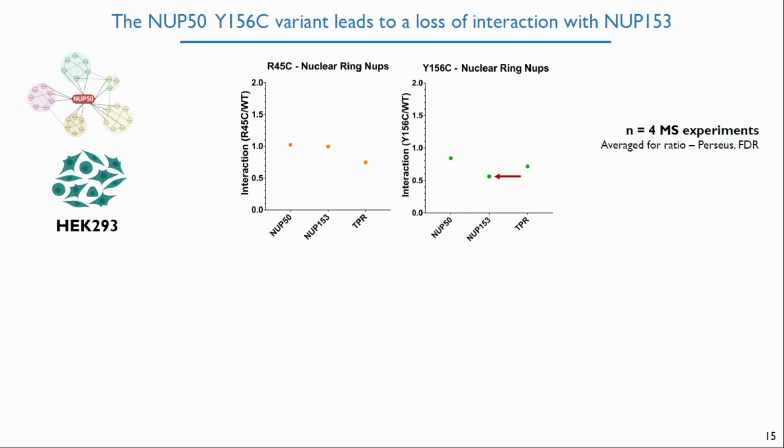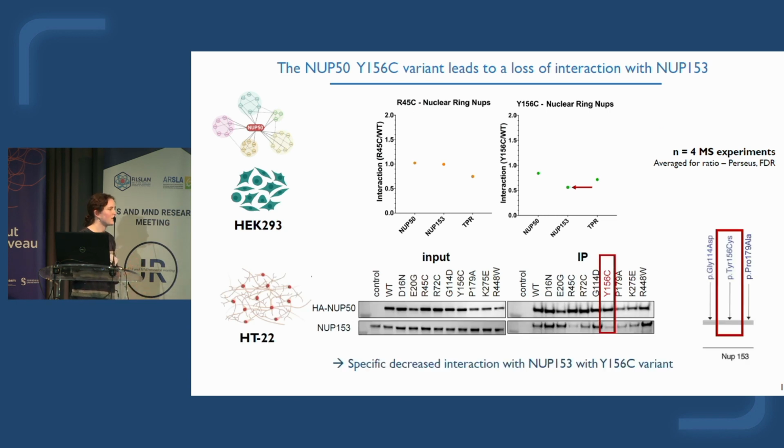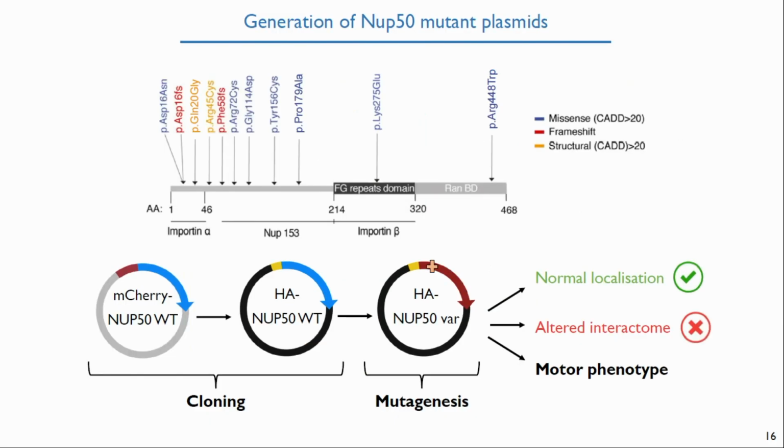Looking at the Y156C variant, we can see that it loses its interaction by around half compared to wild type with NUP153, which was not seen with the other variant, and is further confirmed by Western blotting. So these variants that we have studied so far have an altered interactome, and we wanted to see whether they led to motor defects in an animal model.